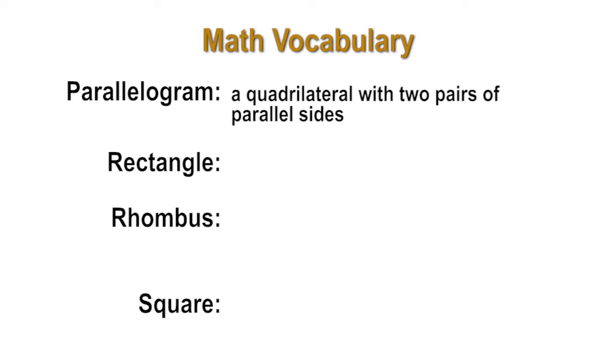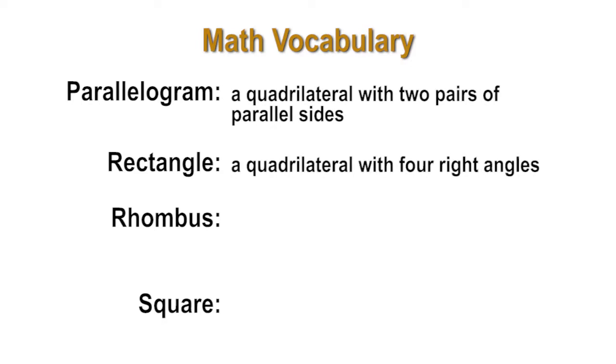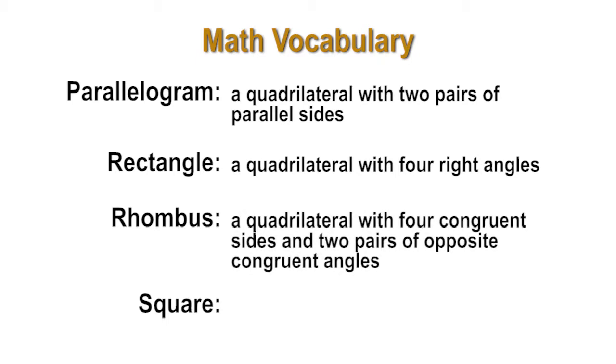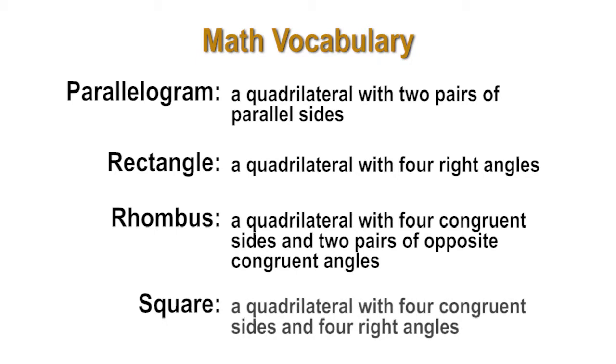A parallelogram is a quadrilateral with two pairs of parallel sides. A rectangle is a quadrilateral with four right angles. A rhombus is a quadrilateral with four congruent sides and two pairs of opposite congruent angles. A square is a quadrilateral with four congruent sides and four right angles.